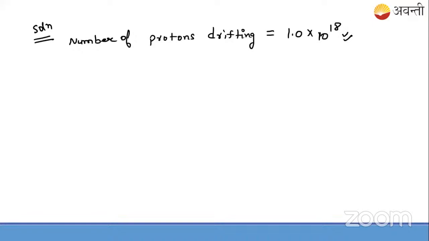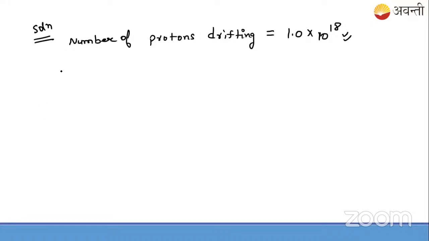These are not the charges. Remember this. It is not that these are the charges given. These are the number of the charges given. If you need to find the total charge, you have to multiply with the charge on one charge. Okay, so I hope it's clear.